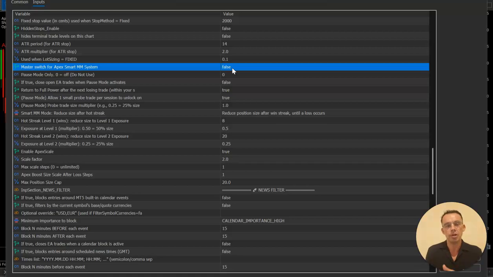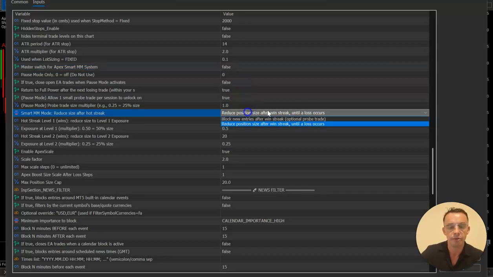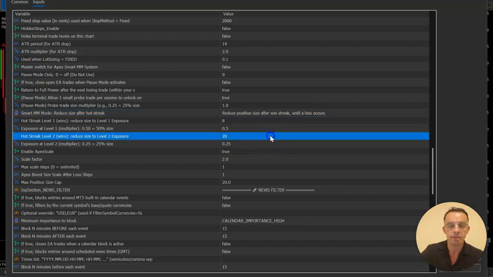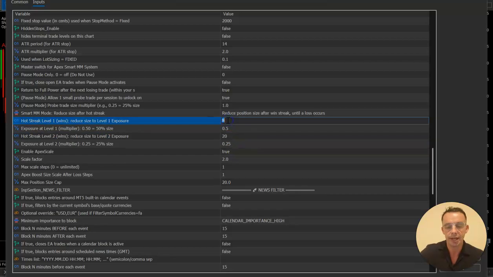So you get the loss on the lower trade size. Once the loss happens, it goes back to normal trade size. And this is what this is here. We have two options. We can block new entries until a loss occurs, or we can just reduce position size. Best settings starting out is reduce position size at 3 or 4 wins in a row. And it will start dropping the trading size.